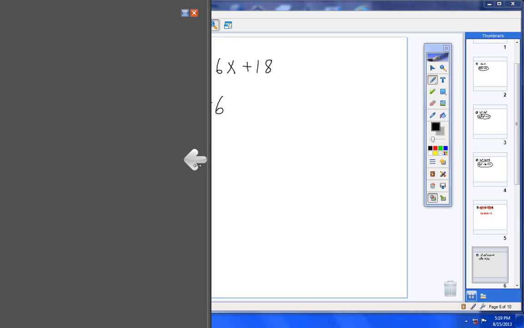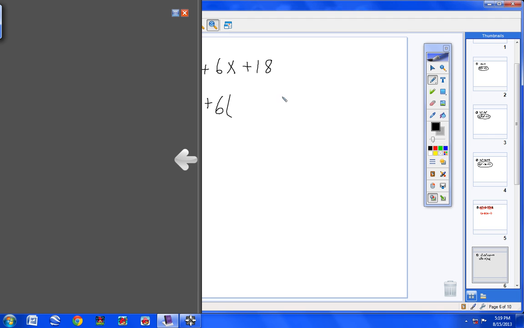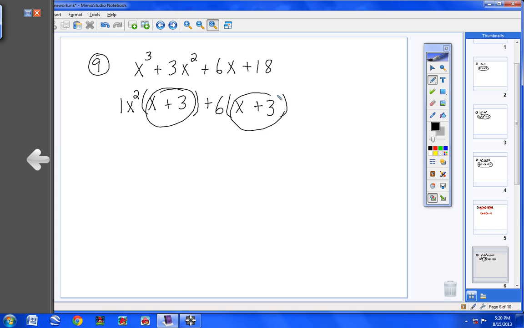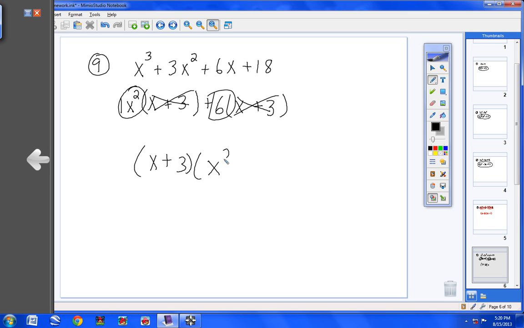So what we're going to do is go ahead and put our parentheses. And 6 times blank would give me 6x. Well, 6 times x would give me 6x. 6 times blank would give me 18. Well, 6 times positive 3. And now let's see if our parentheses match. Yep, x plus 3, x plus 3. And they should match, okay? So you write your matching parentheses one time, x plus 3. And you're left over with x squared plus 6 inside parentheses. There we go. And there's your answer.